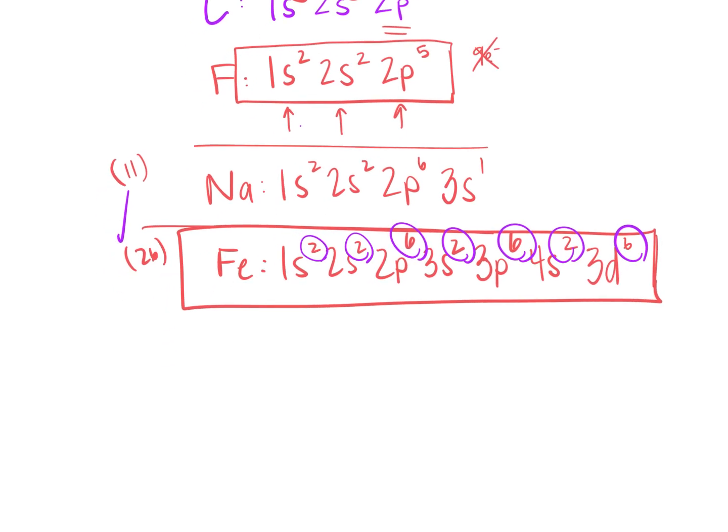Okay, I want you to try this next one on your own. I want you to try arsenic, As. Give me the electron configuration for arsenic. Arsenic is As over there, number 33.